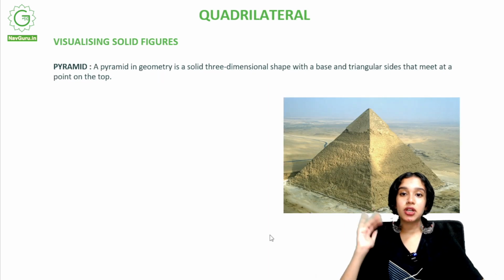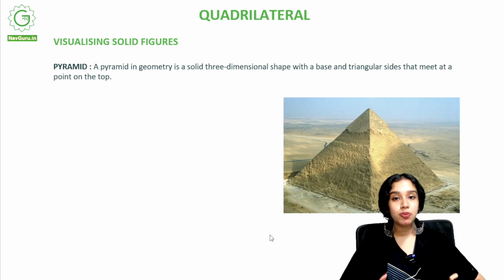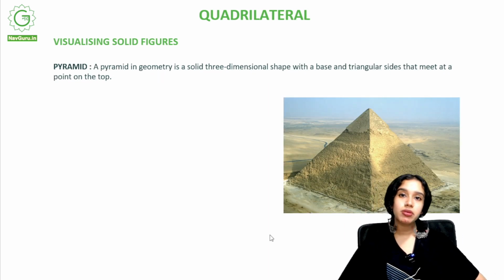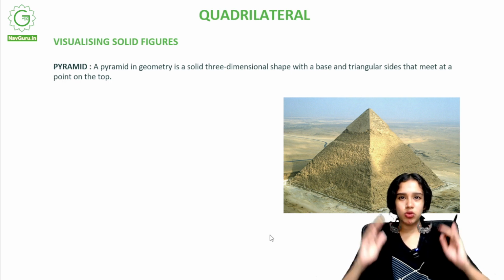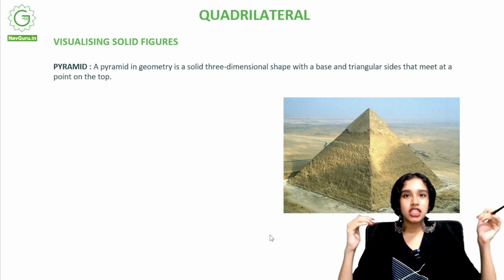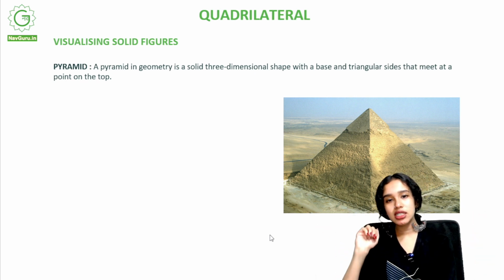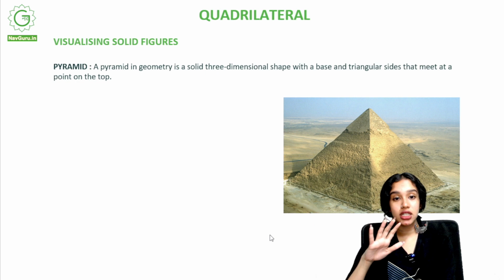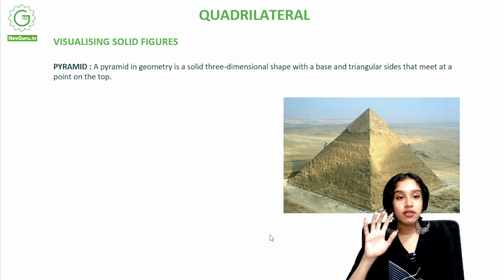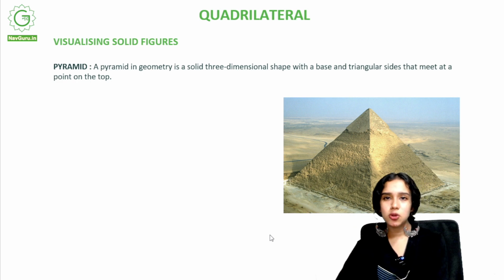The last thing we are talking about in this chapter is pyramids. Have you seen pyramids in movies, in the Egyptian things? Egyptians have built a lot of pyramids which look very pretty, just like this. So what is a pyramid? A pyramid in geometry is a solid three-dimensional shape with a base and triangular sides that meet at a point on top. So we could say there are different types of pyramids.